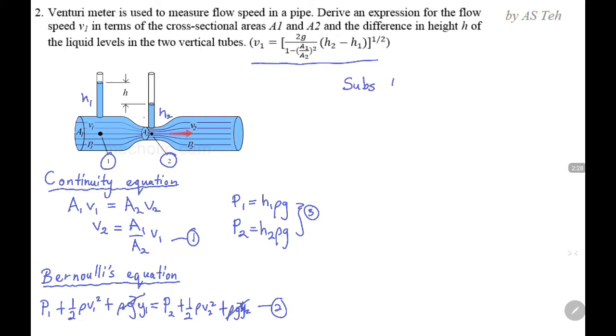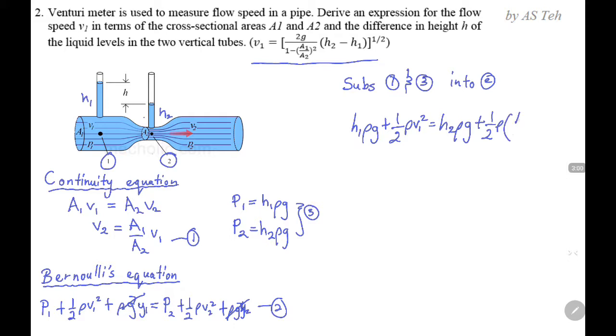So substitute 1 and 3 into 2. What we have here is H1 rho g plus half rho V1 squared equals H2 rho g plus half rho, and I've substituted V2 here, so that becomes A1 over A2 times V1, squared. Before that, I can drop rho because it's a common parameter on both sides of the equation. So let me bring the ones with the velocity term over to the left and the ones with the height term over to the right.